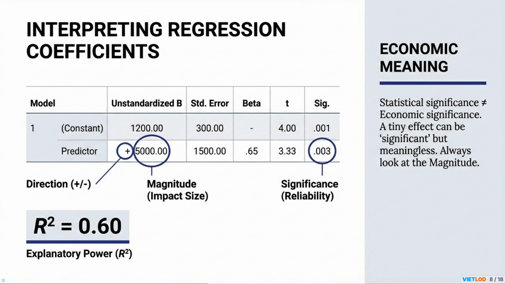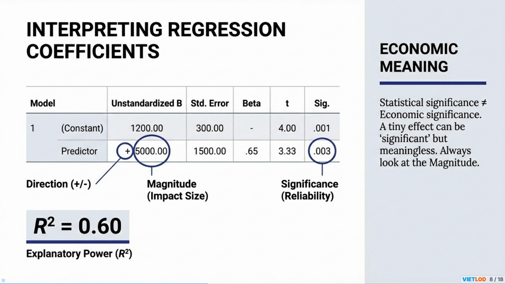When you look at regression output, first check the direction. The sign, plus or minus, of the unstandardized B coefficient tells you if the relationship is positive or negative. Next, look at the magnitude. This is the value of the B coefficient itself. It tells you the size of the effect. For every 1 unit increase in the predictor, the outcome variable changes by B units. Then, check for significance. The sig column is the p-value. If it's less than 0.05, the coefficient is statistically significant, meaning the effect is reliable.